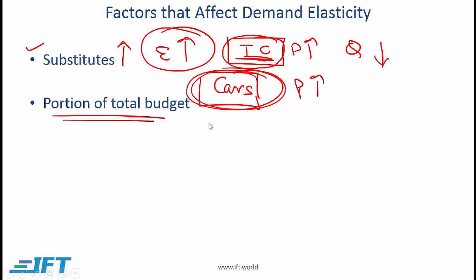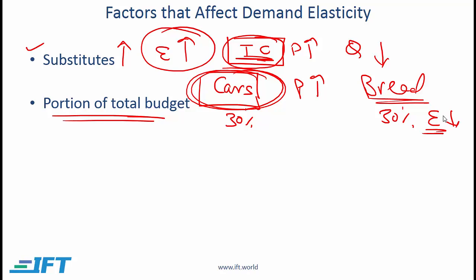Next point, portion of total budget. Now, the key point to remember is, if a given product represents a high percentage of the consumer's budget, then the elasticity is also going to be high. Consider cars versus bread. Obviously bread will represent a small percentage of a typical household's income. Now, if the price of bread goes up by 30% and the price of cars goes up by 30%, the impact on the quantity of bread demanded is going to be marginal. So we can say that this is relatively inelastic. The elasticity will be rather low.